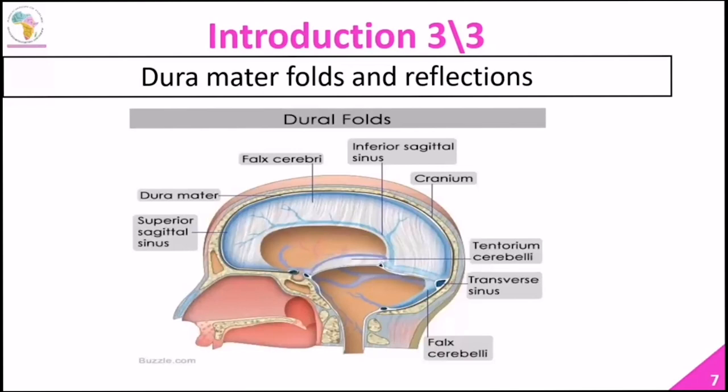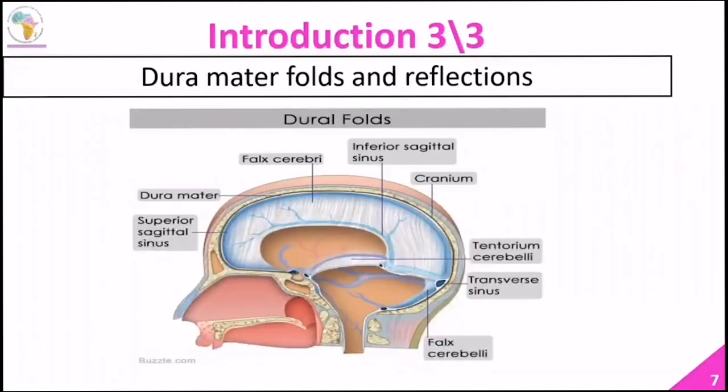In this image, you can see the tentorium cerebelli. It divides the cranial cavity into supratentorial and infratentorial compartments, covers the top of the cerebellum, and supports the occipital lobes. Second is the falx cerebri. It is a large crescent-shaped fold projecting down into the longitudinal fissure, separating the right and left cerebral hemispheres. Thirdly, we have the falx cerebelli. It is a vertical fold that lies inferior to the tentorium cerebelli in the posterior part of the posterior cranial fossa. It partially separates the cerebellar hemispheres.